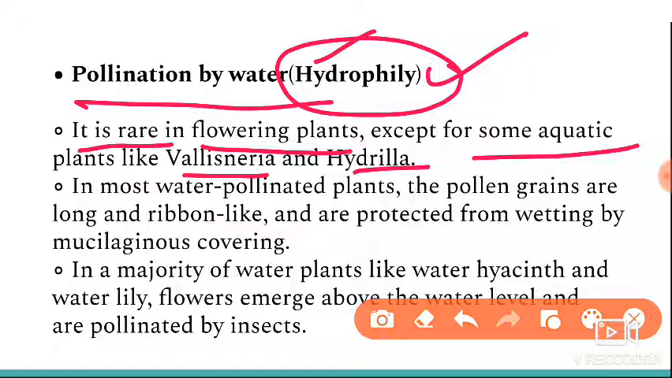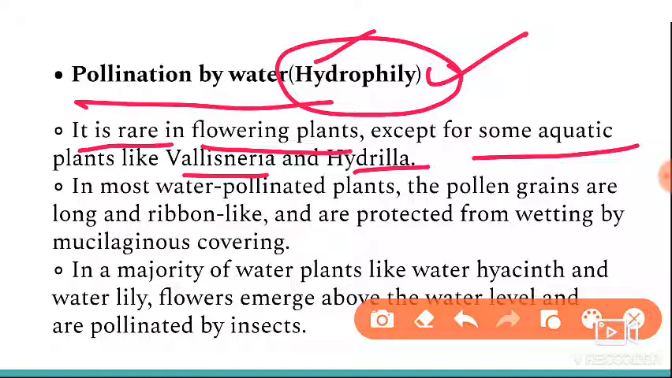In these cases, plants are usually not prepared for this pollination because water is not distributed all over. It is restricted, and only the plants present in the water or nearby the water will undergo this type of pollination. But the majority of flowering plants are terrestrial, so this is not possible for them.